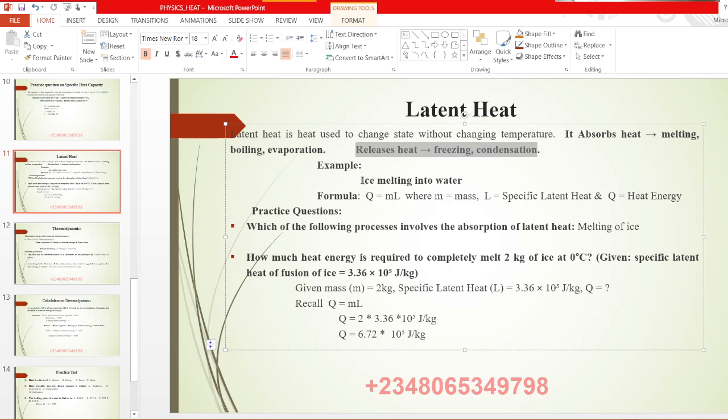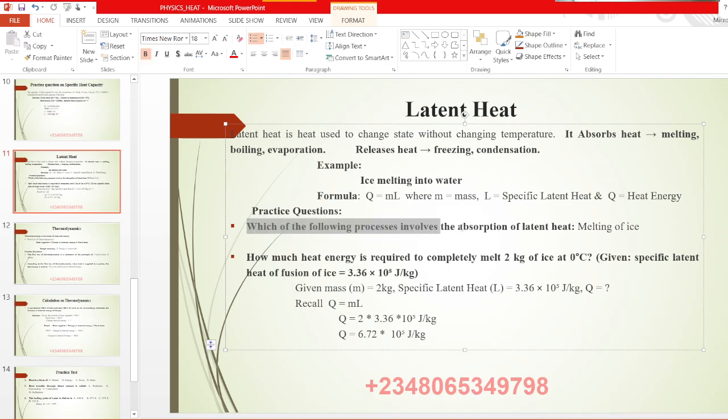So latent energy is just the change of state of any matter without changing temperature. A typical example is ice melting into water. Bring ice out of the fridge, place it on a table, and it becomes water. Do you recall that the temperature did not change? We are not applying any heat, but now it is becoming what? Water. So the formula, a very simple formula, is heat energy equals mass times specific latent heat. That's the formula, where M is mass, L is specific latent heat, and Q is what? Heat energy.